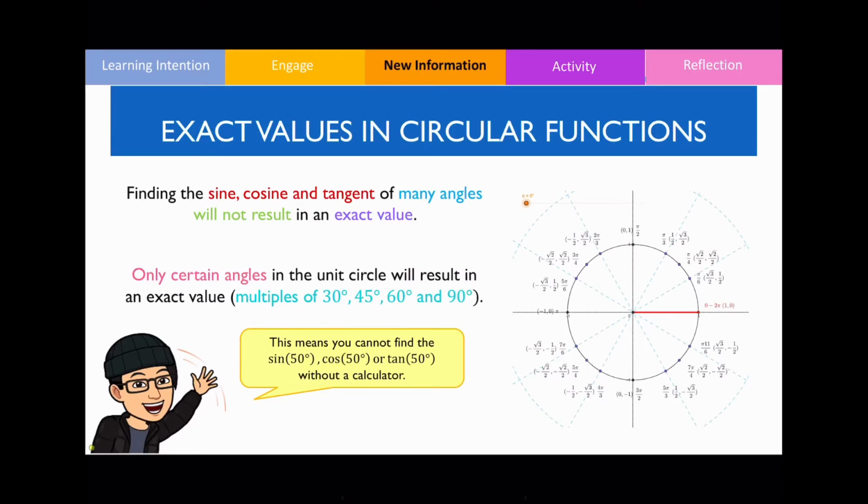So if you look on the image on the right hand side over here, I'm just dragging the angle sizes, and only when you reach these certain angles over here, which is 30, 45, 60, 90, 120, those angles will result in exact value. As you can see over here, notice that these values over here can be expressed as a fraction, which indicates it's an exact value.